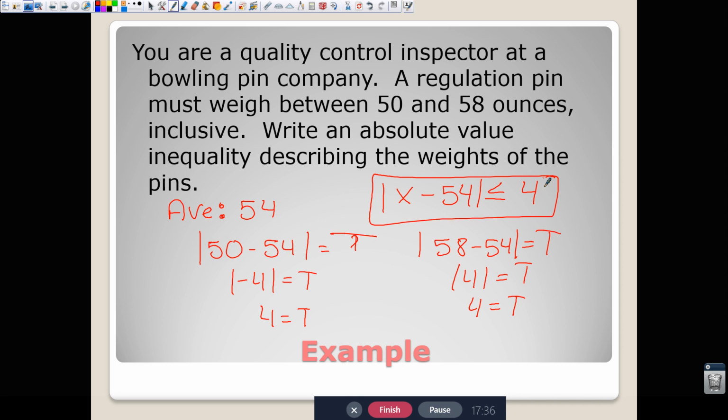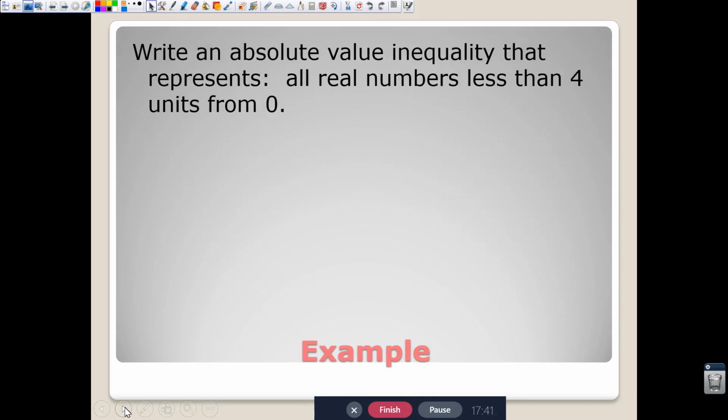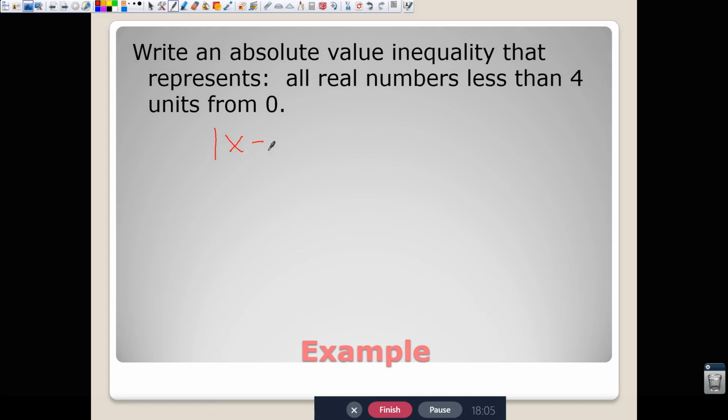Okay, let's try one more. So write an absolute value inequality that represents all real numbers less than 4 units from 0. Okay, so 4 is going to be our tolerance. It's the furthest that we can go. And it says less than, so it's just going to be less than. And 0 is going to be our average. So it would be x minus 0, which is less than 4. But would we need the 0 there? No. So it'd just be the absolute value of x is less than 4.